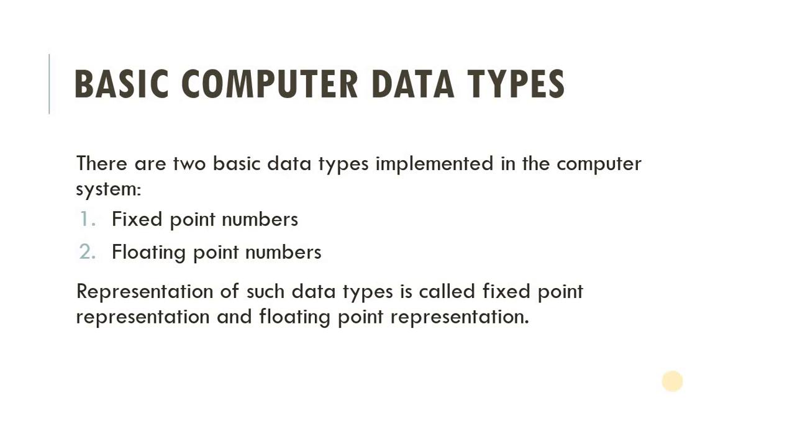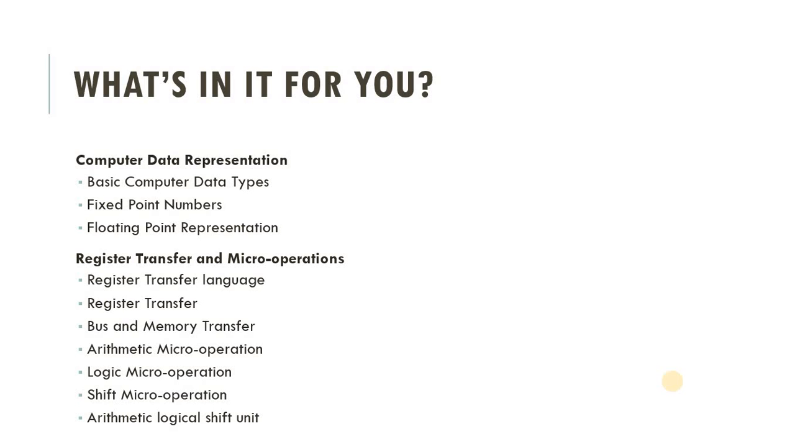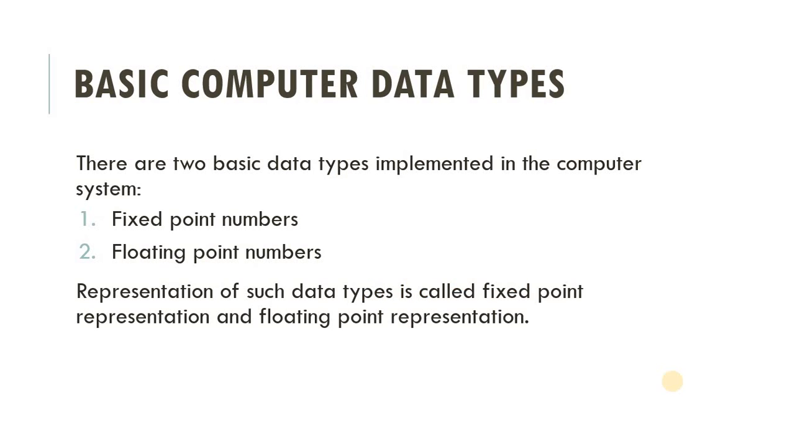Now, as I said, the first topic is computer data representation. Computer data representation basically has two data types, which are fixed point numbers and floating point numbers. You can compare this topic to learning the C language, where many data types are used, such as float, integer, double. These data types are used to store data. Same in the computer, if you want to store data, there are basically two data types for that: fixed point numbers and floating point numbers. The representations of such data types are called fixed point representation and floating point representation.